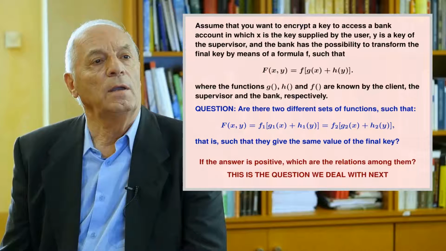The question we asked ourselves here is about the existence of more than one set of these three functions providing the same result. In other words, we ask about the existence of two sets of functions, G1, H1, F1, and G2, H2, F2, such that the resulting value coincides for all possible input data X and Y. In addition, if the answer to this question is positive, we are interested in the relations among these functions.